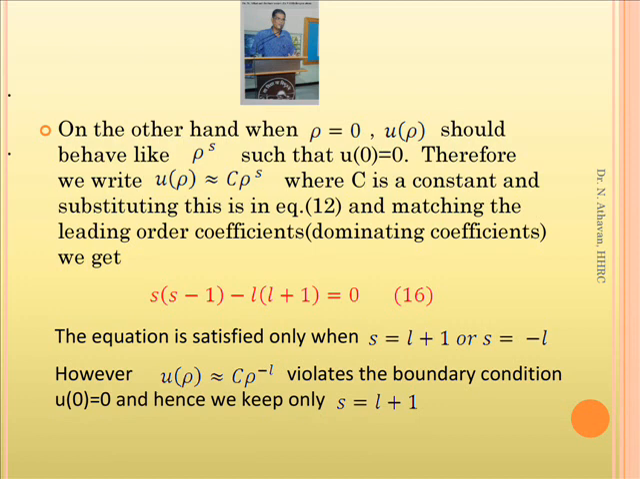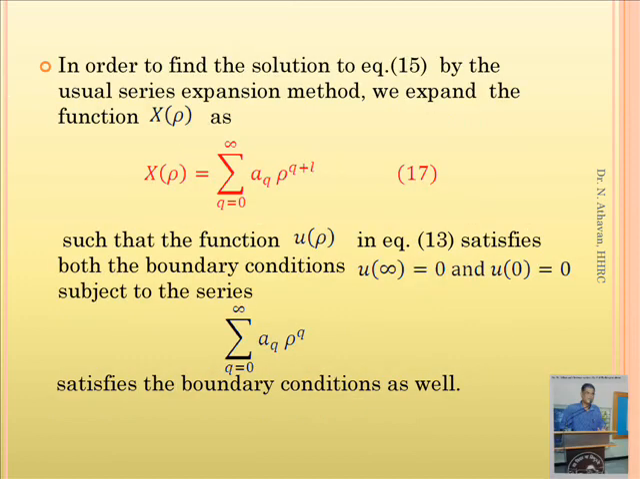So what we expect is, out of these two values of s, we prefer the first choice s is equal to l plus 1 because the choice s is equal to minus l violates the boundary conditions. If we have rho power minus l, then it will blow up when rho is equal to 0. Therefore, we have only the condition s is equal to l plus 1. In order to find the solution to the differential equation in 15, we expand the function x of rho as an infinite series. This is the regular procedure.